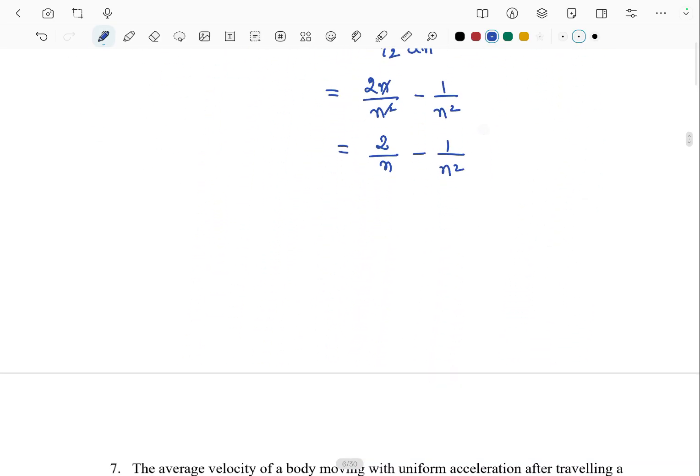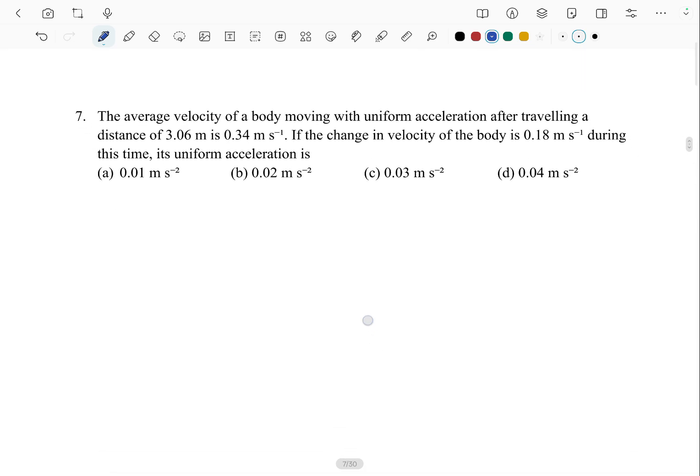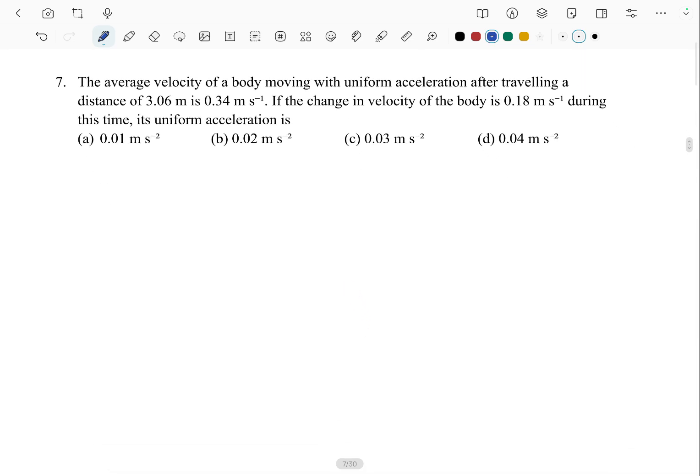The next question, question number 7. The average velocity of a body moving with uniform acceleration after traveling a distance of 3.06 meter is 0.34 meter per second. If the change in velocity of the body is 0.18 meter per second during this time, then its uniform acceleration is. So let's try to solve the question this way.